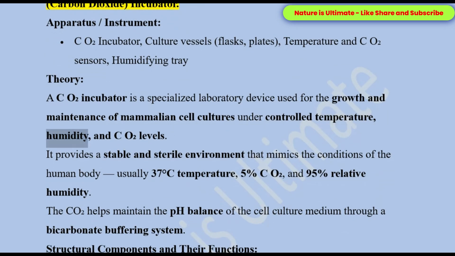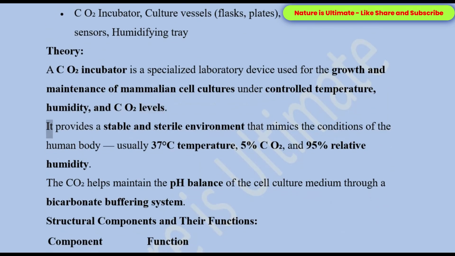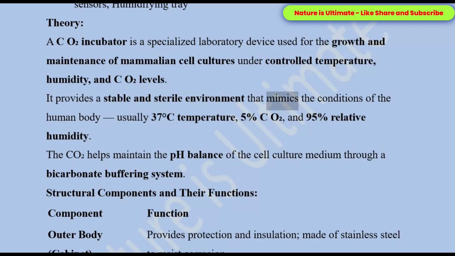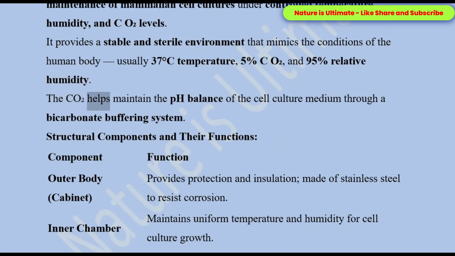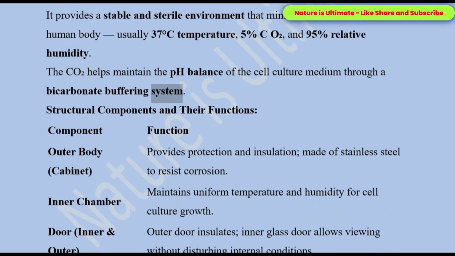controlled temperature, humidity, and CO₂ levels. It provides a stable and sterile environment that mimics the conditions of the human body, usually 37 degrees Celsius temperature, 5% CO₂, and 95% relative humidity. The CO₂ helps maintain the pH balance of the cell culture medium through a bicarbonate buffering system.